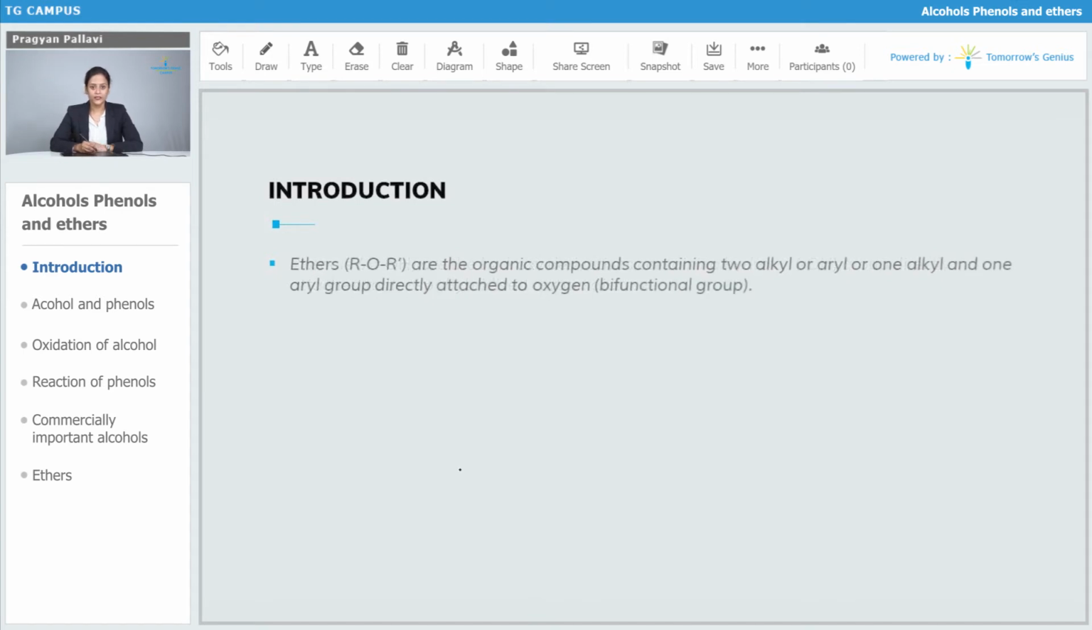In the case of ether, it is the ROR functional group, and here this R can be alkyl, even this R' can be alkyl, or this R can be alkyl and R' can be aryl, or both can be aryl. So this ROR' is called ether.